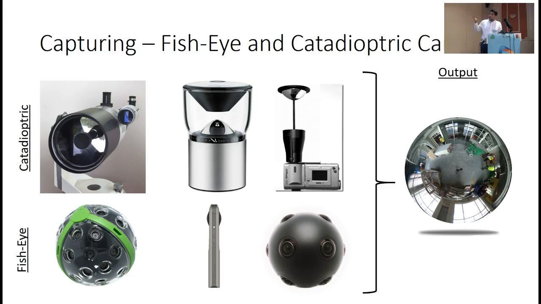For fisheye lens and catadioptric cameras, we create an already distorted image, which requires fewer images to create our output. For the catadioptric cameras, what we capture is the reflection of a curved surface, and from the fisheye lenses, we create a distorted image from the lenses that are already wide angle.